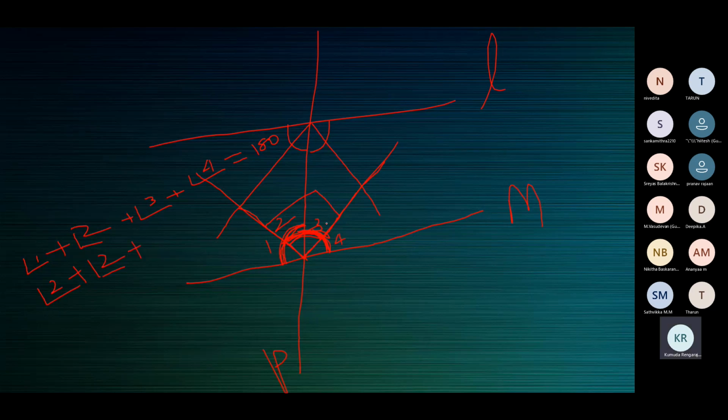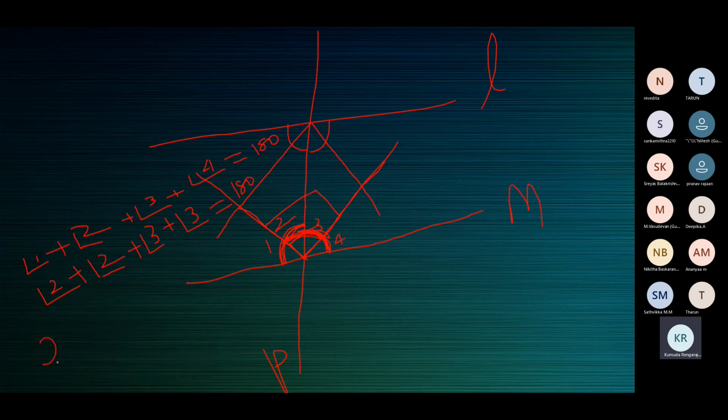Plus, we don't want 3. I'm sorry, we don't want 4. We want 3, so we'll retain 3. And instead of 4, we'll say 3 only, because we know 3 and 4 are equal. Is equal to 180.